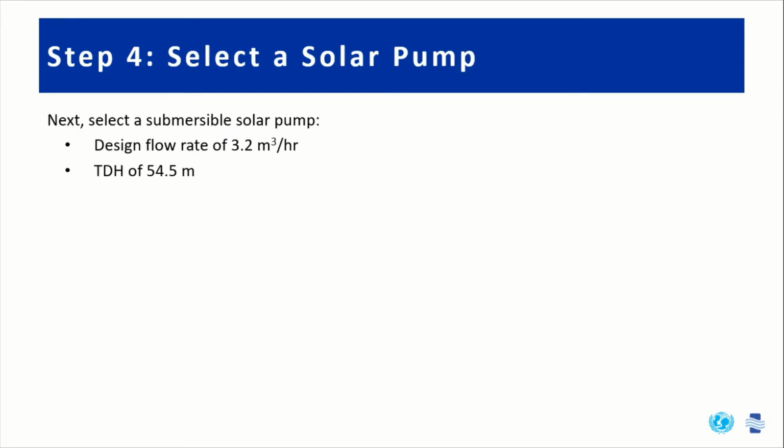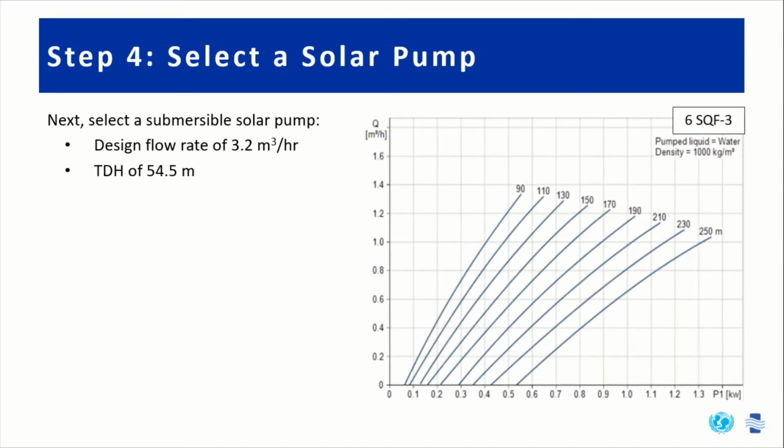So we'll select a submersible solar pump with those parameters, our design flow rate of 3.2 meters cubed per hour and our TDH of 54.5 meters. Now, to select a pump for our solar-powered water system, we will need to compare and examine various pump curves. Pump curves should be available from the pump manufacturer's website.